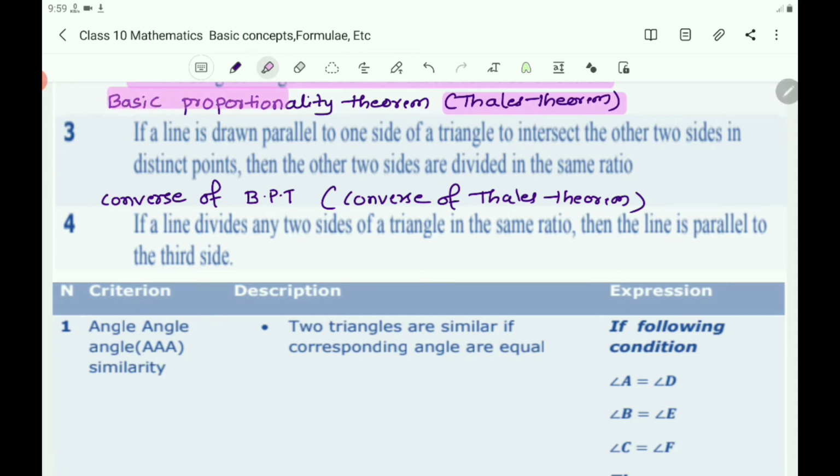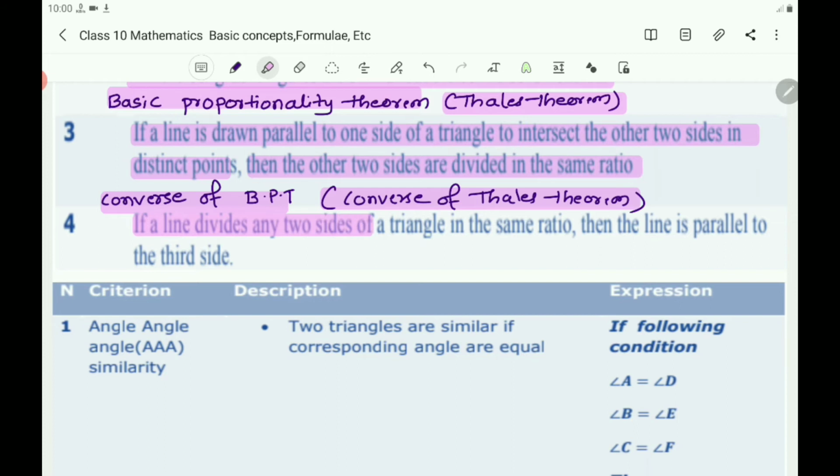What is the statement of the basic proportionality theorem? If a line is drawn parallel to one side of a triangle to intersect the other two sides in distinct points, then the other two sides are divided in the same ratio. And its converse, what is the converse of BPT? That is the converse of Thales theorem. If a line divides any two sides of a triangle in the same ratio, then the line is parallel to the third side.